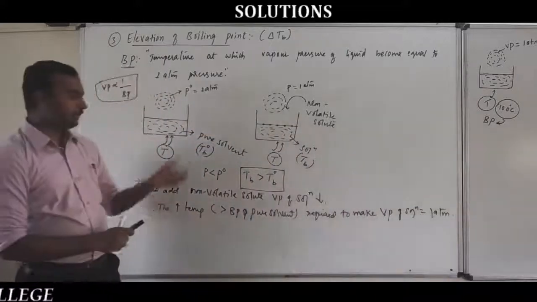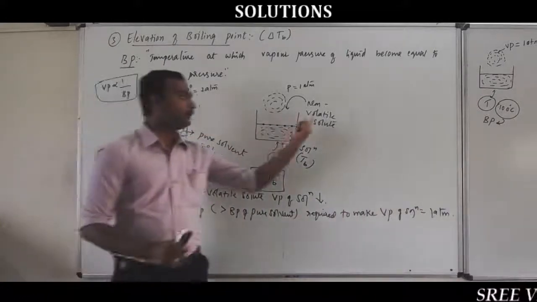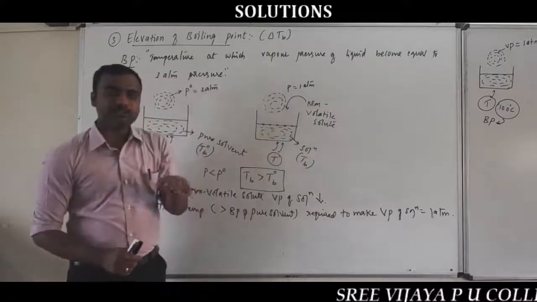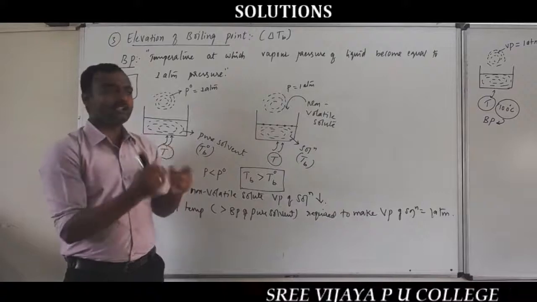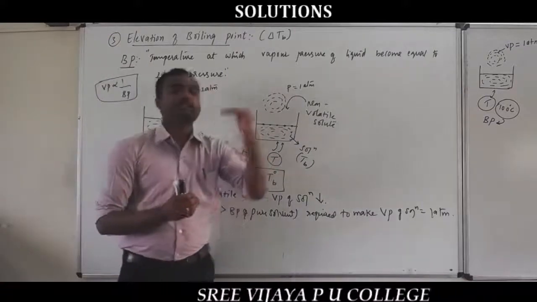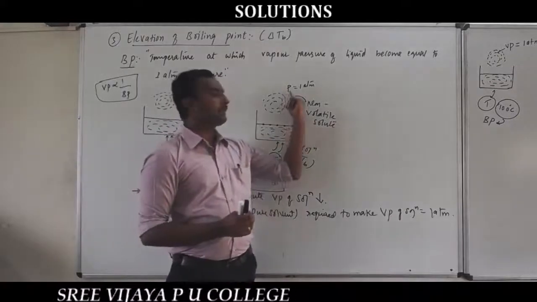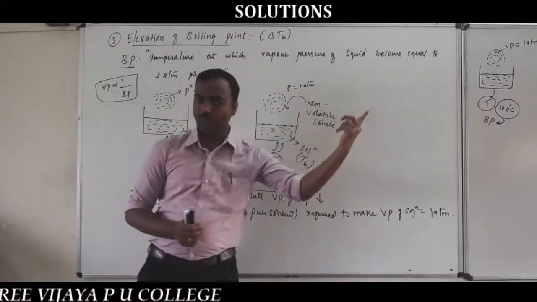So understand, in pure solvent we have T naught B. When we add non-volatile solute, what happens? The vapor pressure decreases. Since the vapor pressure has decreased, for it to increase again we need a slightly higher temperature, so it must boil at a higher temperature. Therefore at that temperature, the boiling point, the vapor pressure is equal to 1 atmospheric pressure.